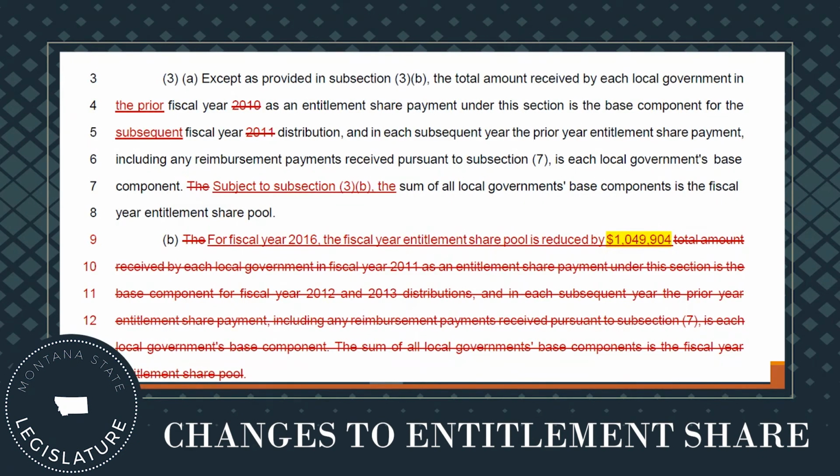And this is just a screenshot from the bill, again, from that 15.1.121 section, subsection 3. And this is what affects entitlement share. There were 2 actions that were taken. First, the fiscal year 16 pool was reduced by $1.049 million. And secondly, the base component for calculating subsequent years' growth was set as the prior year, and that's done in subsection 3A. So technically what that second action does is it makes the fiscal year 16 payment your base for fiscal year 17.